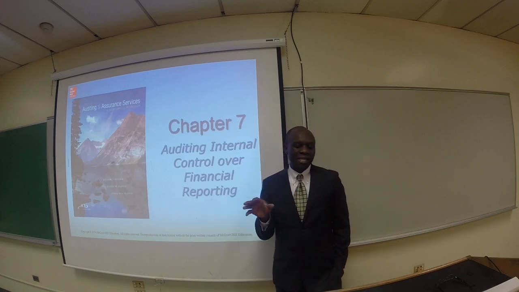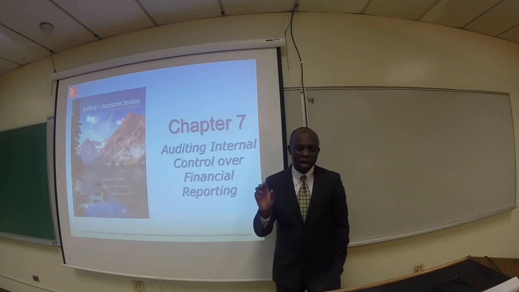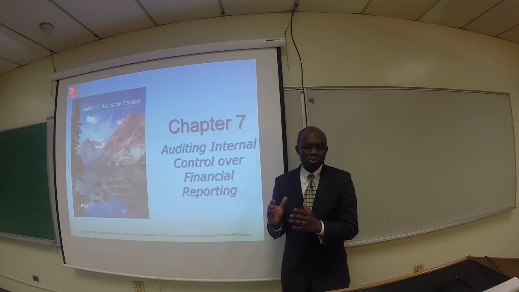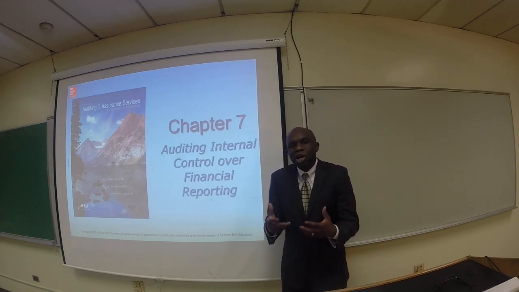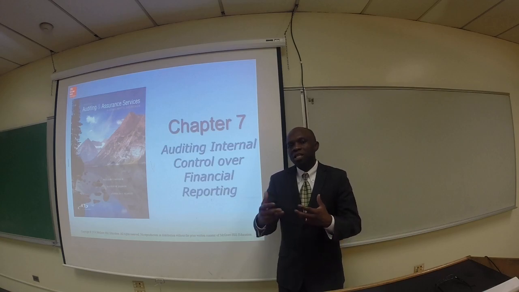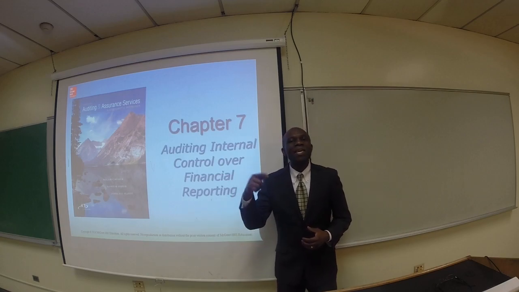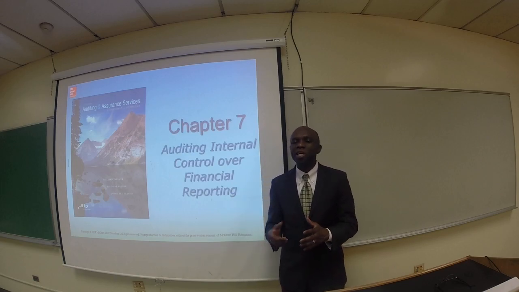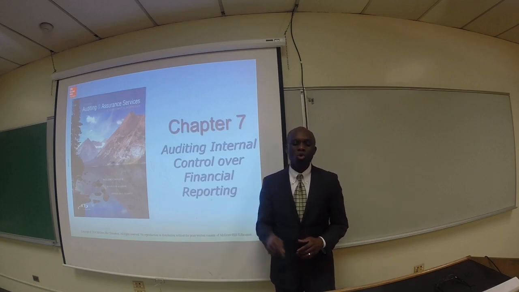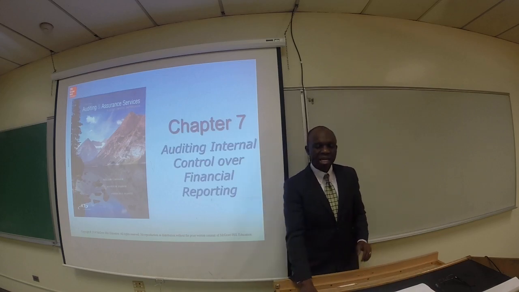Now, in Chapter 7, we are zeroing in on internal control again. However, this is from a different perspective altogether. Here we are not only obtaining understanding of internal control in order to plan the audit and determine the nature, timing, and extent of the test to be performed. Here we are also auditing internal control itself. So Chapter 7 zeros in on auditing internal control over financial reporting. Now, that is the overview.